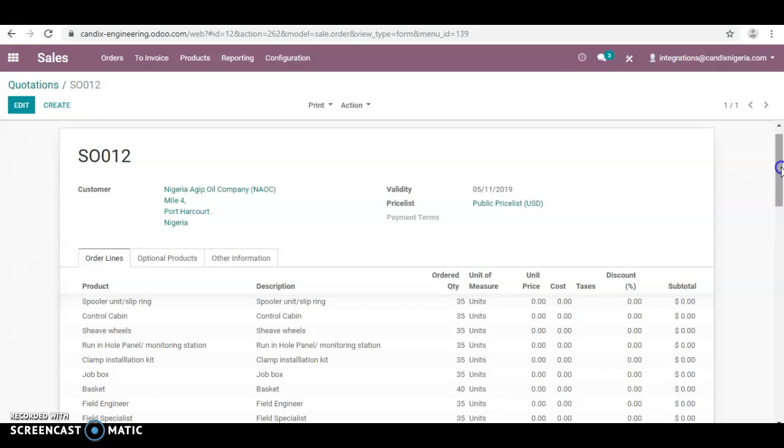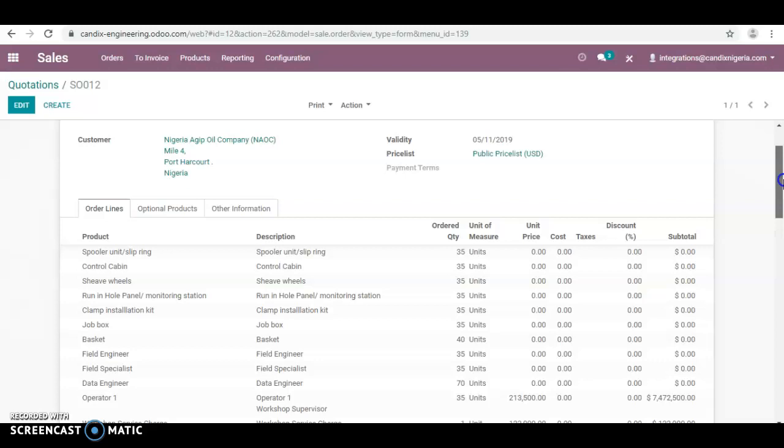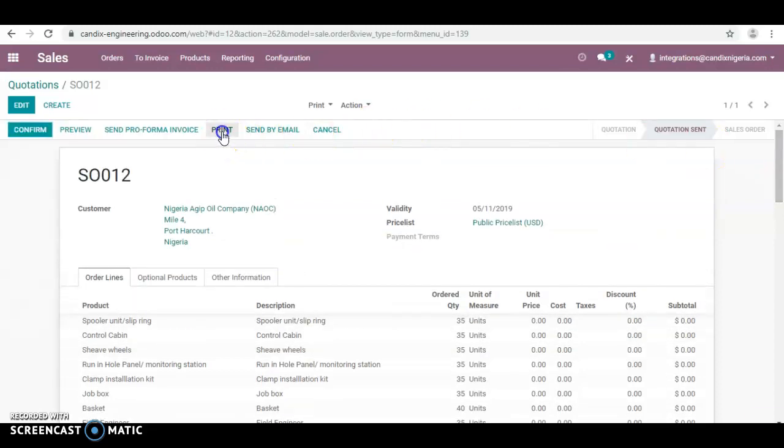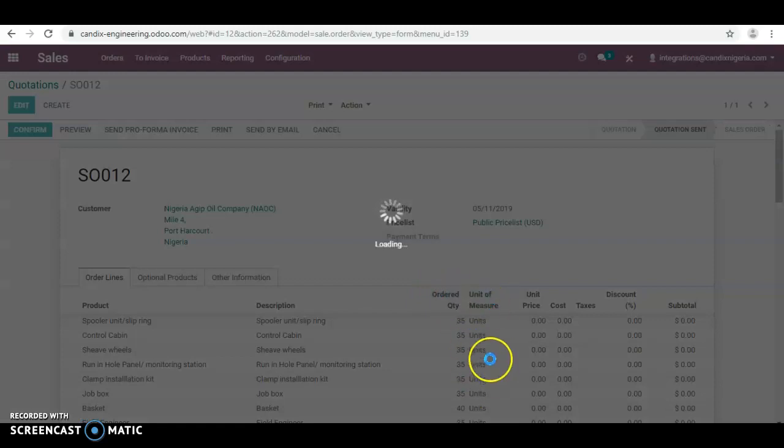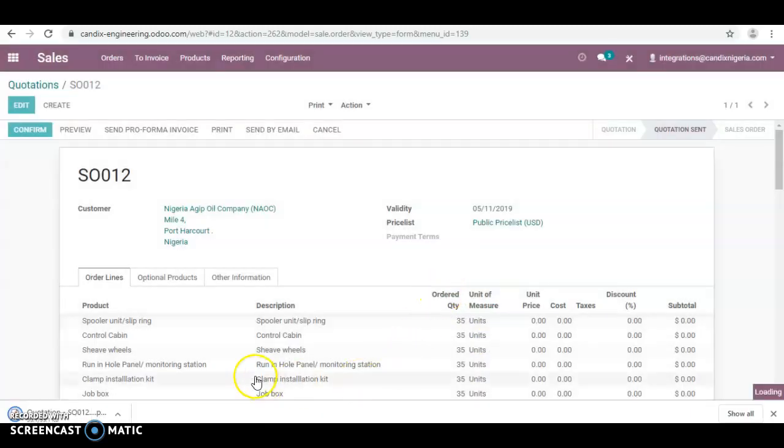So this is the quotation. When you're filling in the quotation, you fill in the normal order lines, and then you input other quantity and units of measurement. But then when you print it out, it doesn't show in this manner. The other quantity and the units of measurement show differently. So let me just show you.